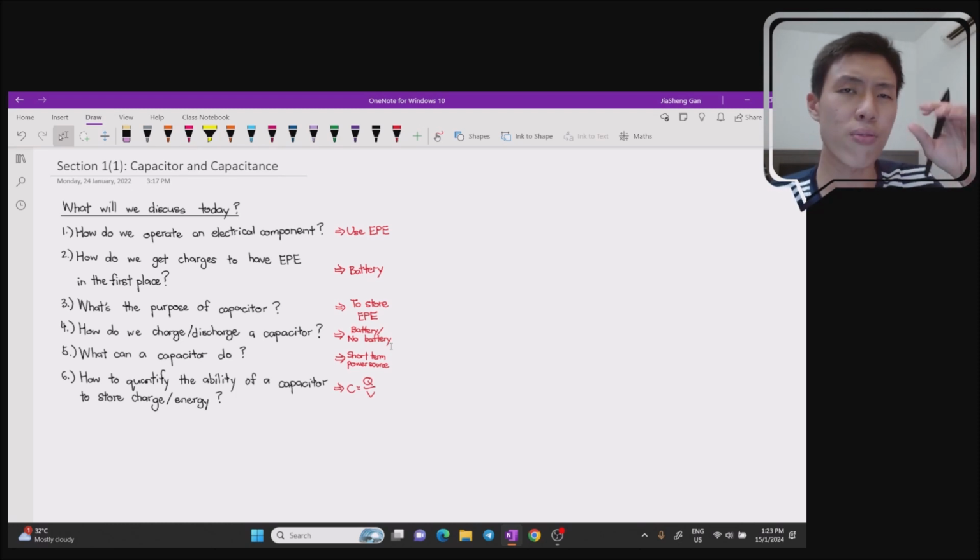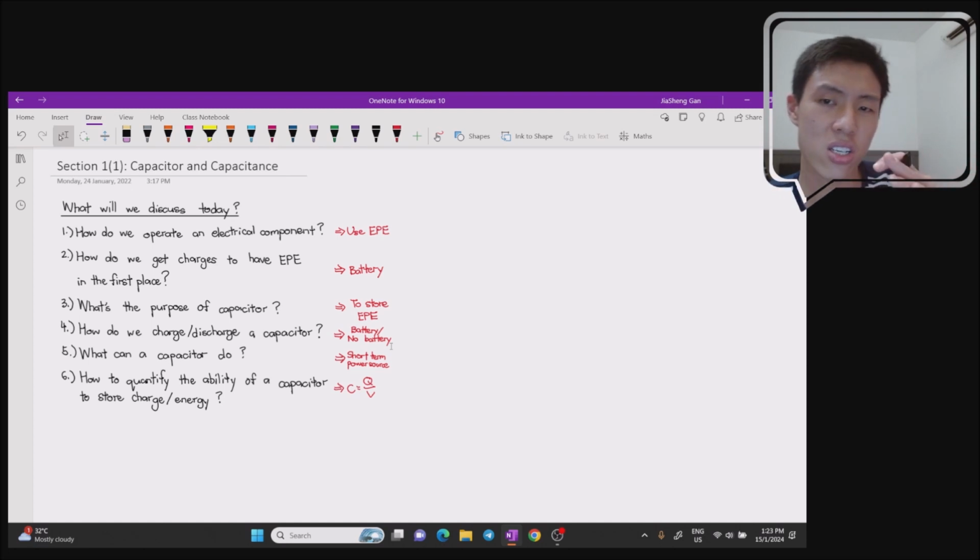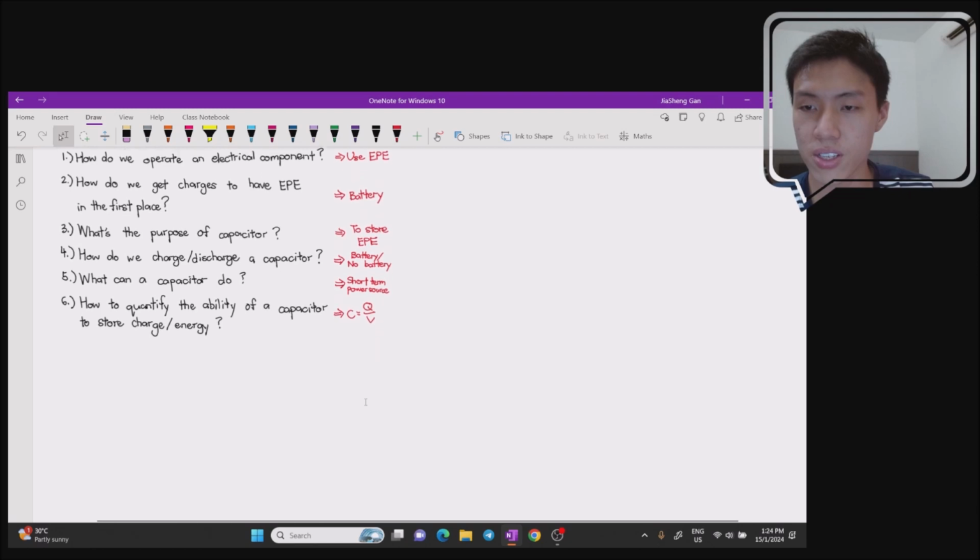Then we'll see that if we have a component that can be charged and discharged over a certain period of time, it can be used as a short-term power source, and for other functions as well. And then we'll enter some real mathematical details and talk about how we quantify the ability of a capacitor to store charge and energy. We can quantify the ability using the quantity capacitance, where capacitance is equal to the charge stored divided by the potential difference across the capacitor plates. So that's a lot to cover within one video, so let's get right into it.